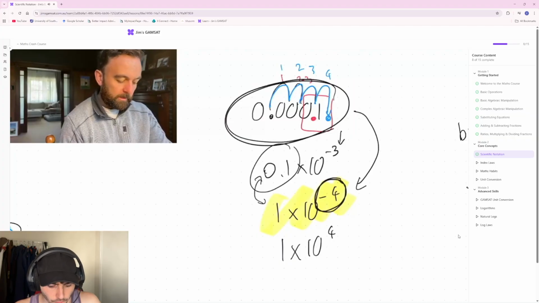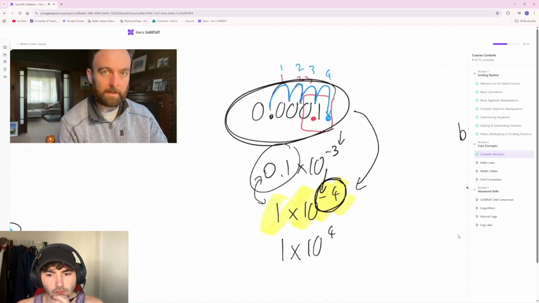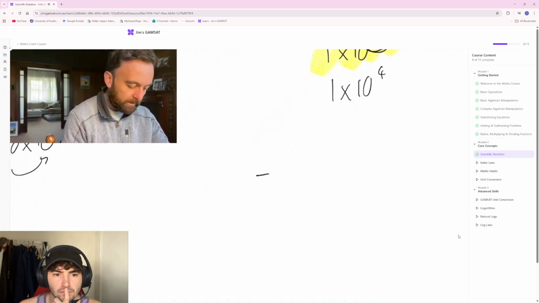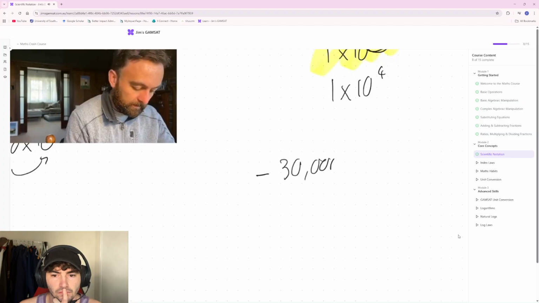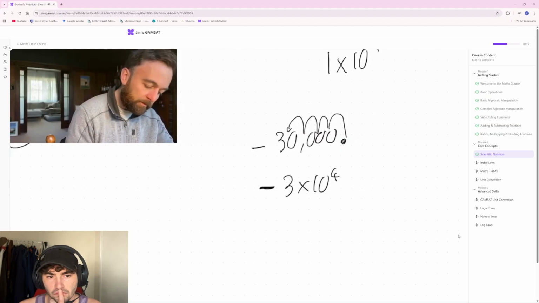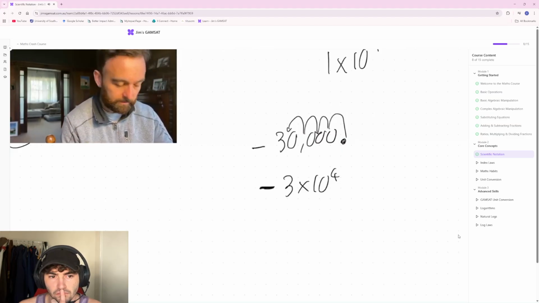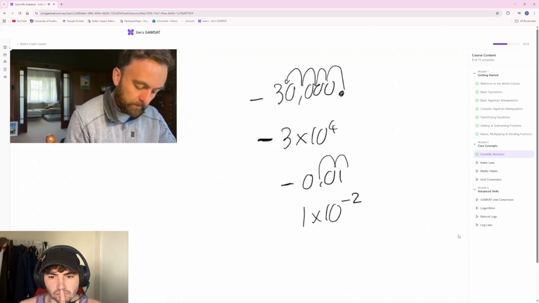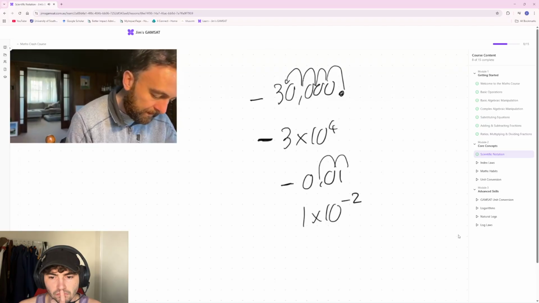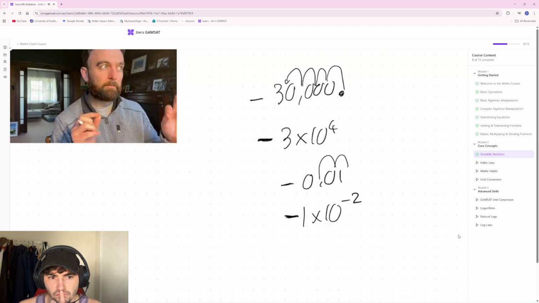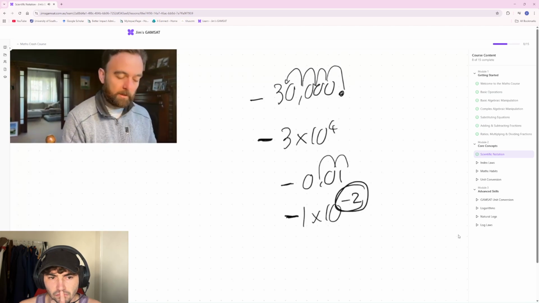It's also worth mentioning that even though that power is negative, this isn't a negative number. This is a small number, but you could also have a negative small number, or a negative large number. So you could have negative 30,000. This would be the same thing: 1, 2, 3, 4. 3 times 10 to the 4, but this would be negative 3 times 10 to the 4. And you could also have negative 0.01, which would be 1, 2. So it's 1 times 10 to the negative 2, because it's a small number so it's a negative power, but then this negative comes out the front. Whether the number is positive or negative is completely separate to the positive or negative on the exponent, the number on top of the 10.